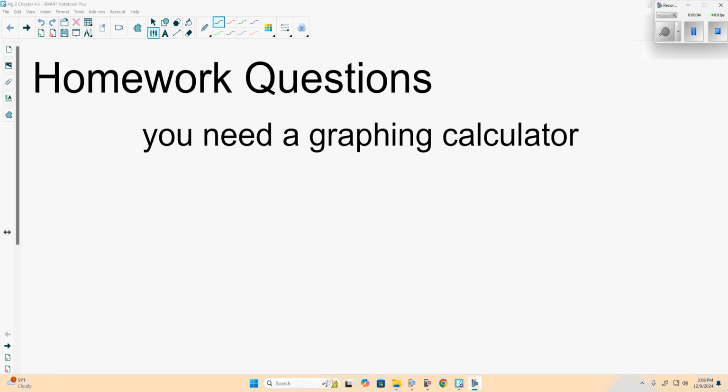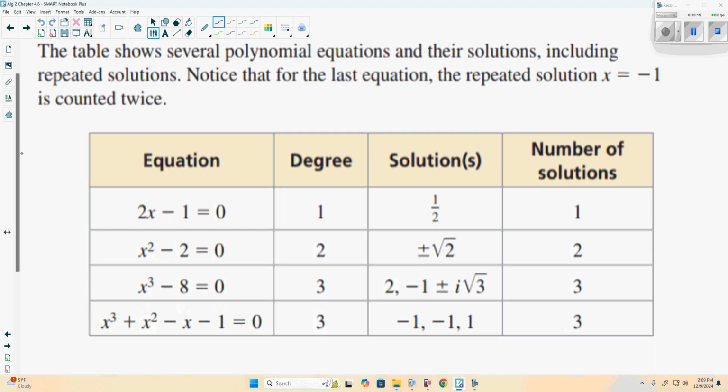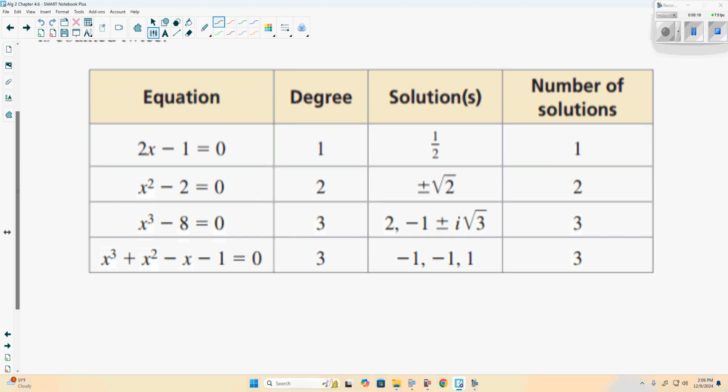First thing we're looking at is the fundamental theorem of algebra. The table here shows several polynomial equations and their solutions, including repeated solutions. If we look at the first equation on the chart, 2x minus 1 equals 0, the degree is 1. If we solved it, we would see that the one solution is 1/2, and it has one solution.